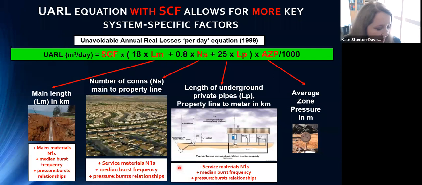So these are N1 values of 0.5 or 1.5 for pipe materials, assessed from the percentages of rigid and flexible pipe materials that you enter into the calculation. It uses median burst frequencies rather than average burst frequencies, so it brings in the Poisson distribution, which Alan was talking about, and that's a very noticeable effect when you start to look at the influences on small systems. And then the pressure burst relationship for the mains and the service connections to the property line and property line to the meter.